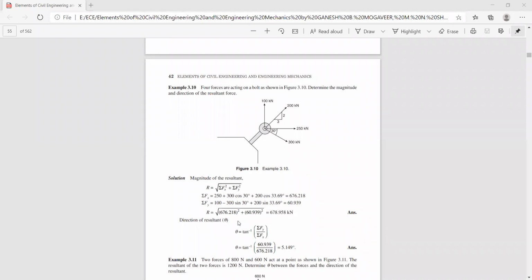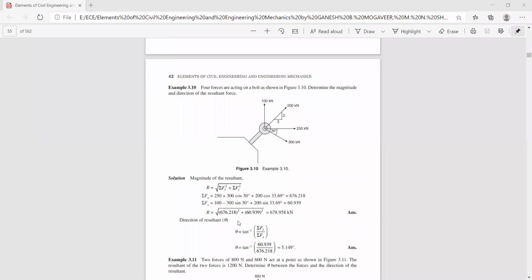So the procedure is the same. In any concurrent force system problem, you need to find the magnitude of the resultant and also the direction of the resultant. And in some cases, the resultant may be acting along the x direction or y direction. You may need to find the magnitude and direction of an unknown force in such a case, or sometimes the value of the resultant will be given. Like this, you may have many problems, but you only have to follow the procedure.